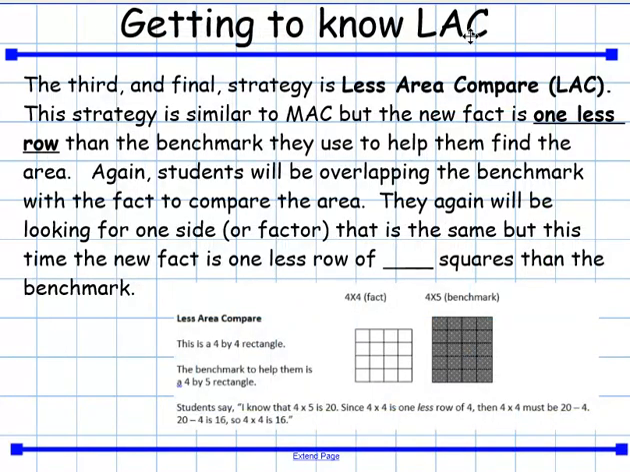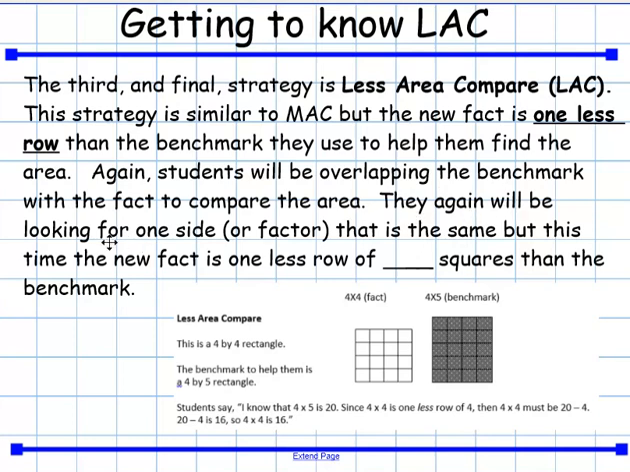Now, getting to know less area compare. The third and final strategy is less area compare, or LAC. This strategy is similar to MAC, but the new fact is one less row than the benchmark they used to help them find the area. Again, students will be overlapping and drawing the benchmark with the fact to compare the area.